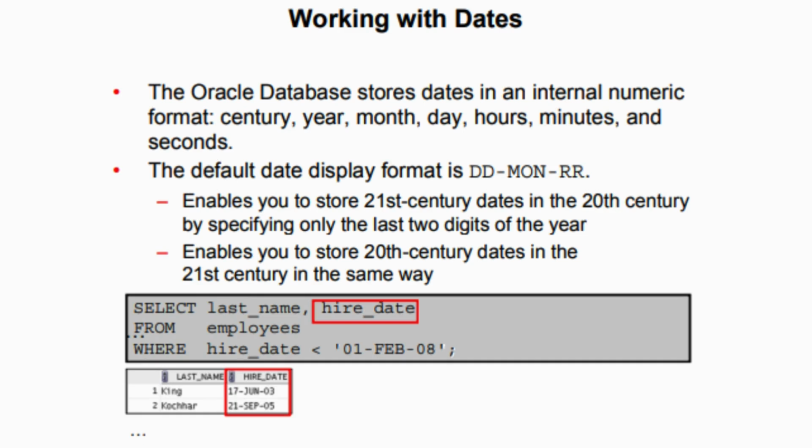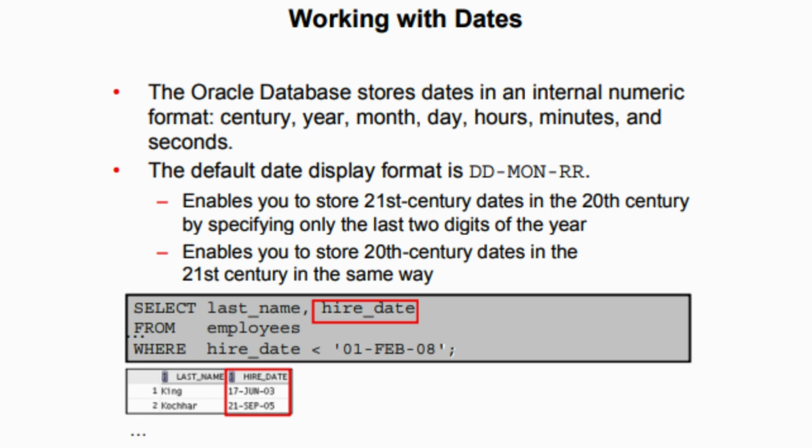Valid Oracle dates are between January 1, 4712 BC, and December 31, 9999 AD. In the example in the slide, the hire_date column output is displayed in the default format DD-MON-RR. However, dates are not stored in the database in this format. All the components of the date and time are stored.